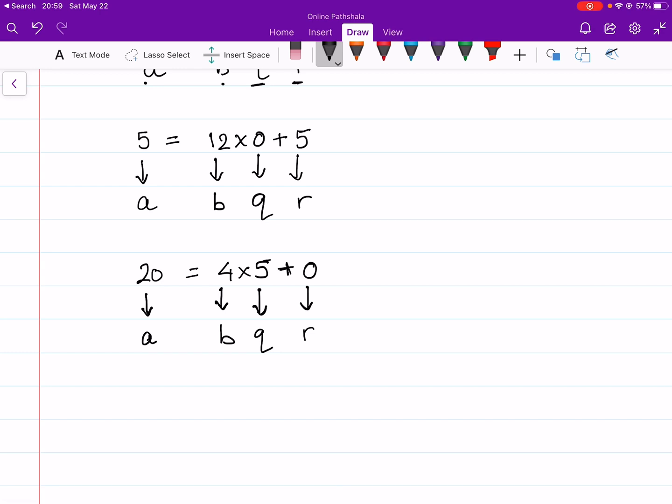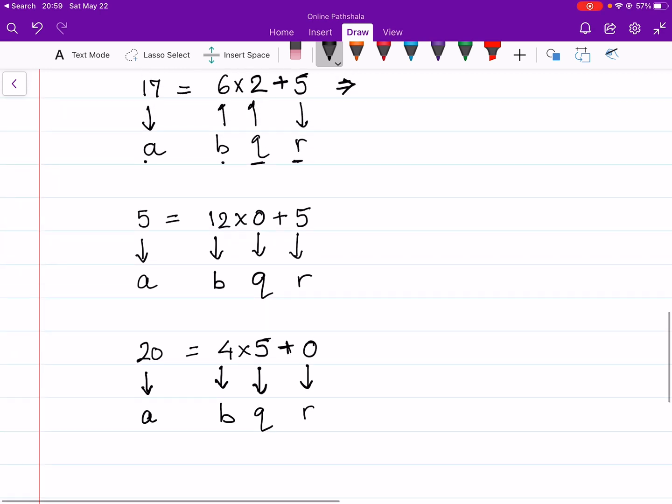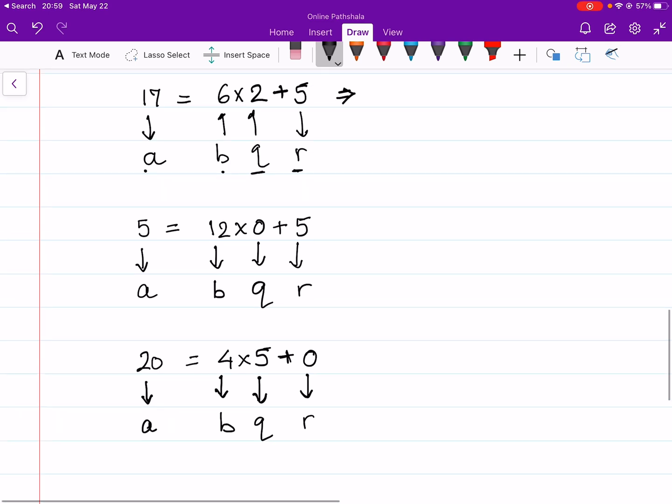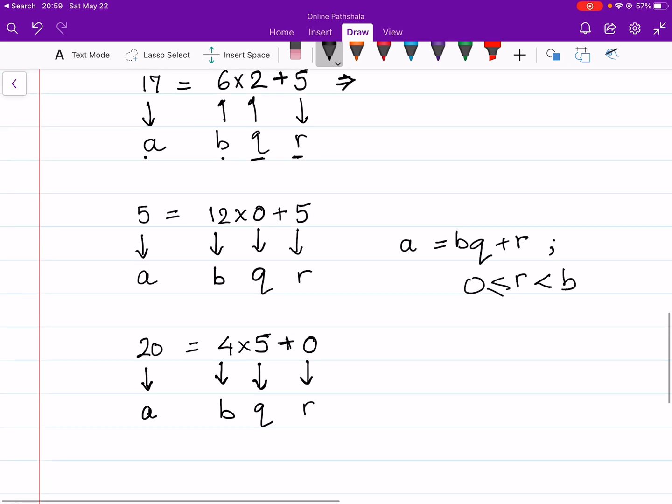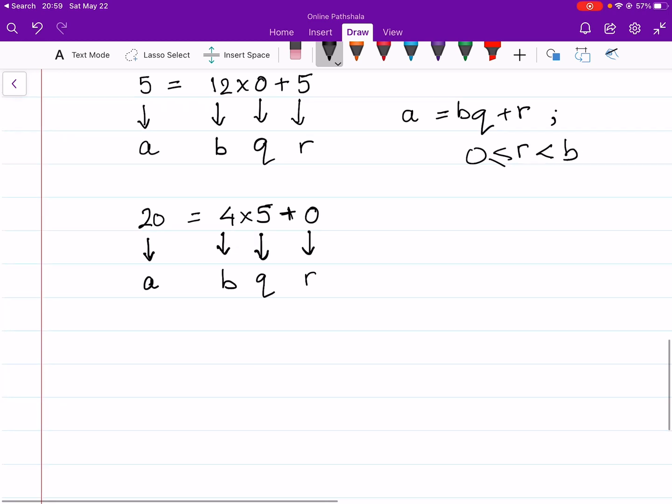So what we have shown over here is that for any pair of positive integers a and b, we can represent them in this format of a equals b times q plus r, where the condition on r is that it should be greater than or equal to 0, but less than b. b is the divisor. Okay, so that is the form of the lemma.